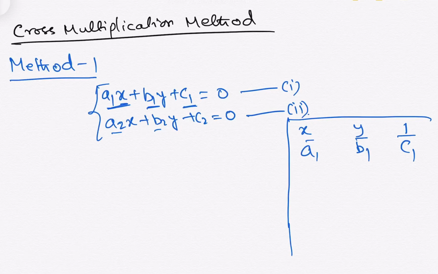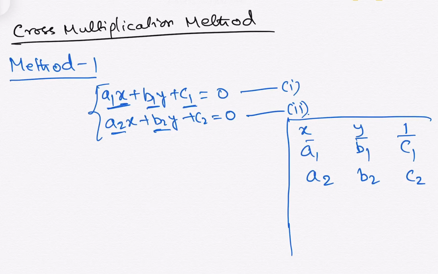Go to equation 2. Now you see the coefficient of x is a2, you write a2 here, the coefficient of y is b2, and the constant from equation 2 is c2. That's how you write all the coefficients of both equations. It looks like this. After that, you go to your main calculation here.